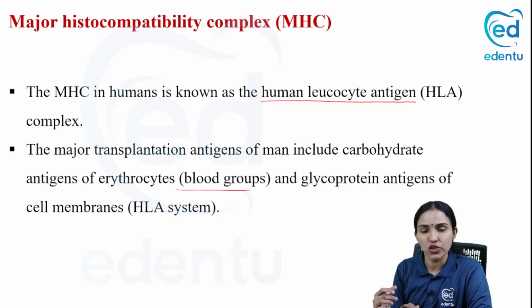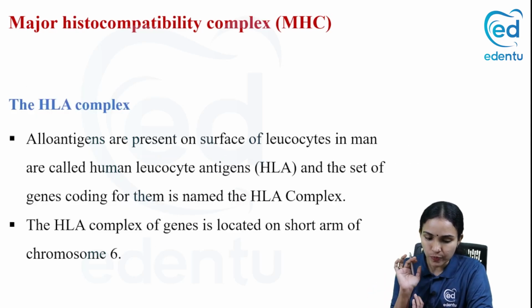So there is very less chance for rejection. But that's very difficult because HLA proteins are very unique to different individuals. So if you want to get an exact matching, you'll have to go for an identical twin donor. If that's not possible, you have to get maximum matching. So that is the importance of human leukocyte antigens.